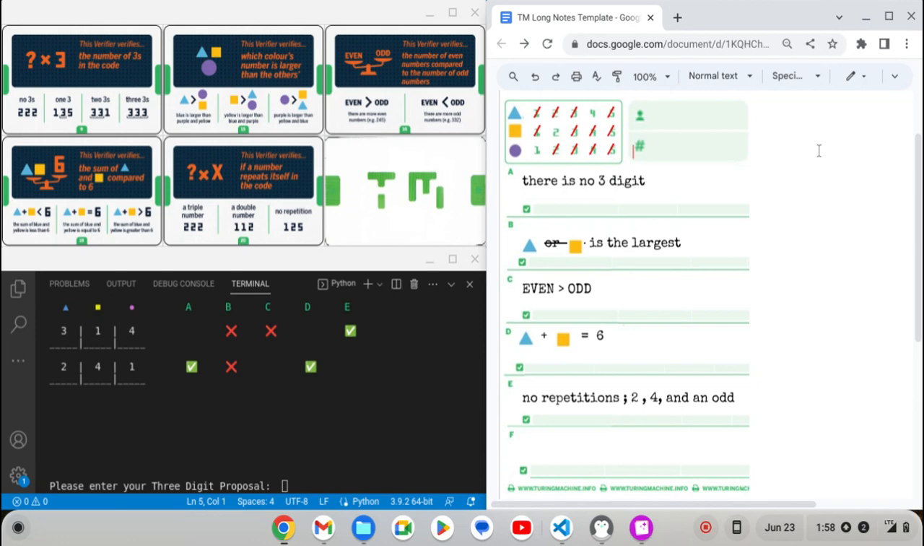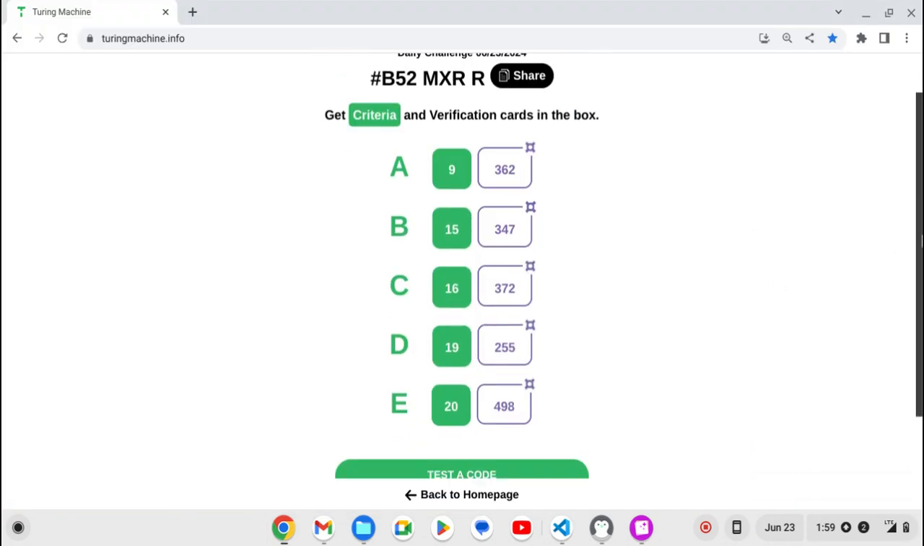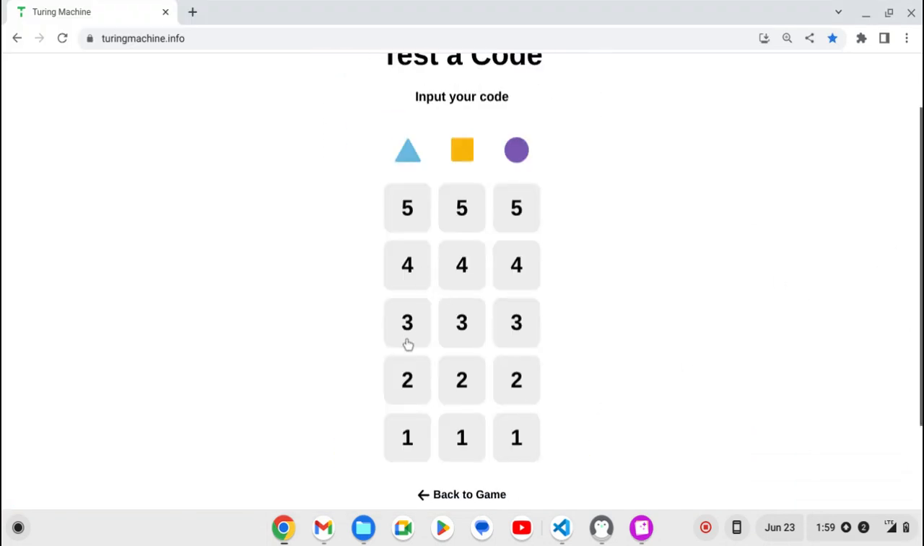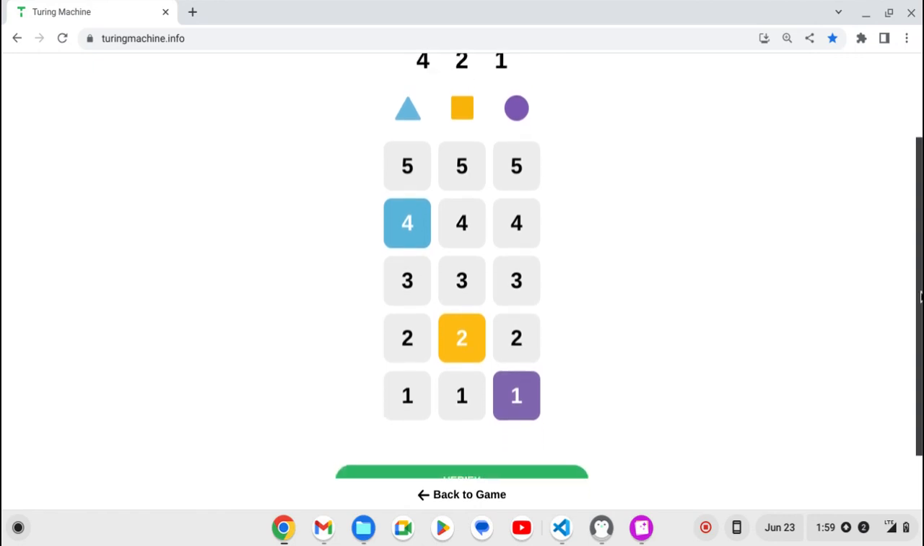So let's type it up. And let's just review really quickly. There's no 3-digit, that's correct. Triangle is the largest, the first one is. There are more evens than odds. The sum is 6, and there are no repetitions. So that looks great. Let's go to turingmachine.info to verify. So 421. Okay, fantastic, we got it.